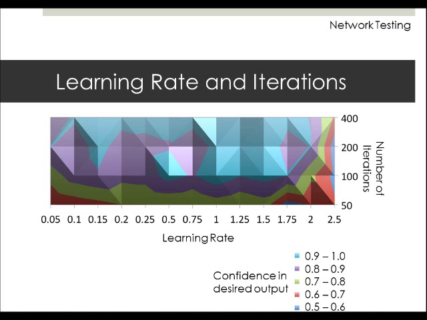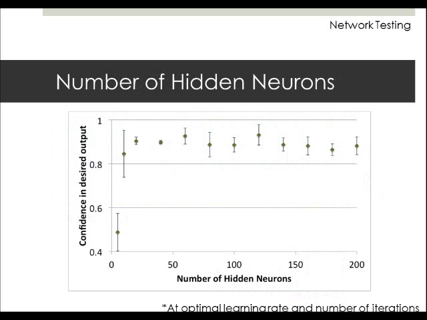Finally, we statistically analyzed our network to optimize it. From this graph here, you can see that with the appropriate learning rate and just 100 iterations, we achieved a confidence in desired output of well over 90%. A graph of confidence in desired output versus number of neurons in the hidden layer shows a plateau around 20 neurons. This motivated our decision to minimize the number of hidden layers at 20 neurons, which helped reduce our training time.